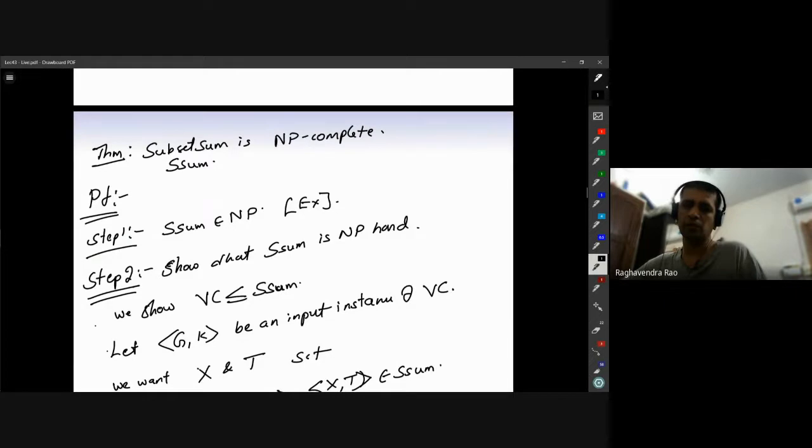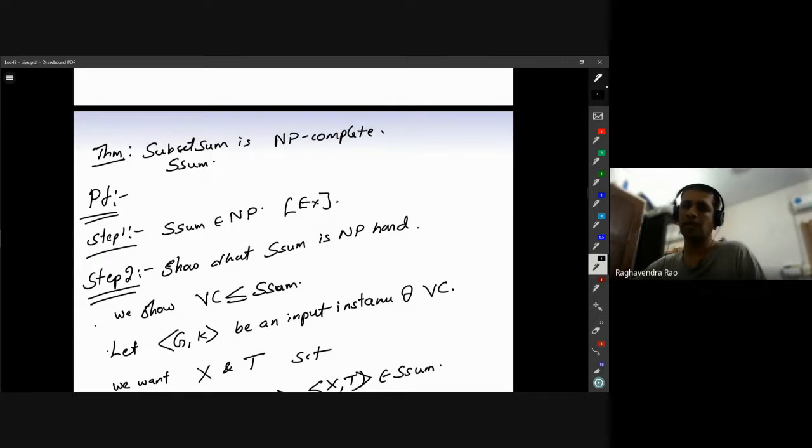So step one is to show that it is in NP. It's a fairly easy witness characterization there. The subset itself is a witness, so the indices themselves are a witness: subsets which add up to t. If there is no such subset, then there is no witness. So the witness characterization holds.